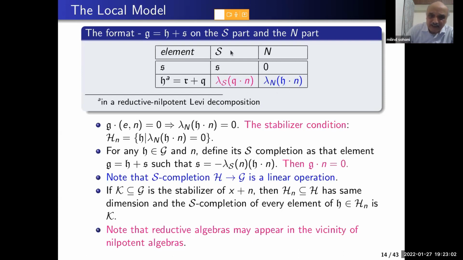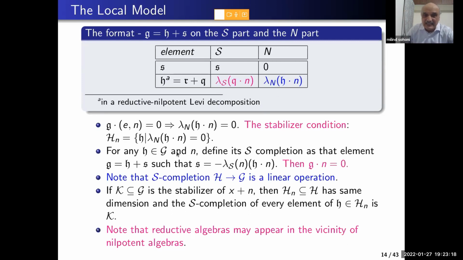But the triangularity also has very useful computational advantages. So if I want to compute the stabilizer of E dot N, say if I want to have that G dot (E, N) equal to 0, then we have that lambda N of H N must be 0.